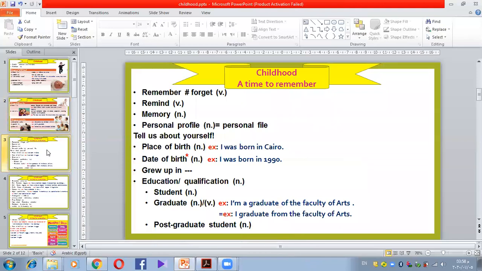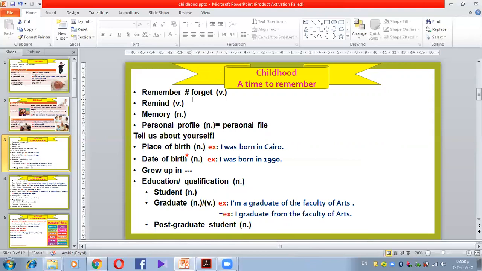Okay, still we have some other words related to childhood. We are going to see these words in our book. We are going to start with the word remember. I'm going to give you the words first and then we are going to look at the book, okay? Remember, what's the opposite of remember? It's forget. Okay, what does remember mean?